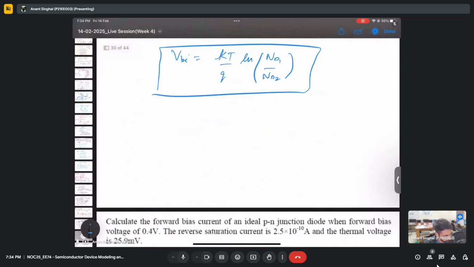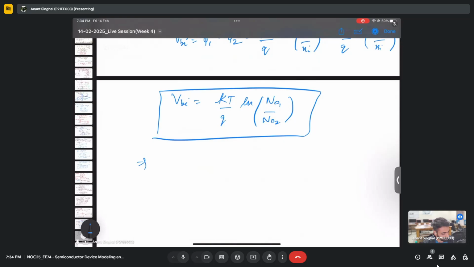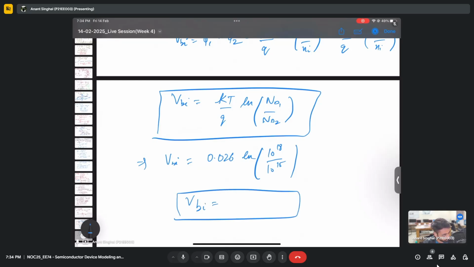I'll start with the same problem in the next week also. That is fine. So now this has become quite easy, I guess. So this is 0.026 ln. The higher was 18 and the lower was, I guess, 15, something like that. So the VBI for this will come out to be, you can try it at home, 0.1726.